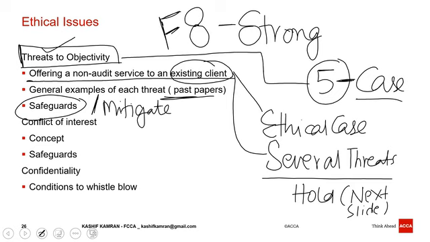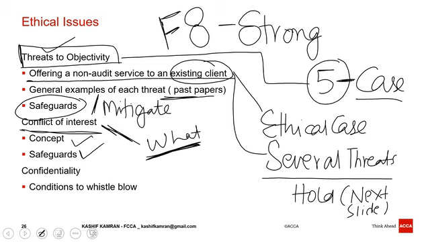Then in terms of the ethical issues, you should know what conflict of interest is. Conflict of interest has come so many times in past papers. Conflict of interest was such a strong area of the F8 exam as well. So you should know what conflict of interest is basically, and you should know how to handle it. That's the later part of the discussion where I will be coming in the next 10-15 minutes. You should know the safeguards of conflict of interest when preparing for P7.